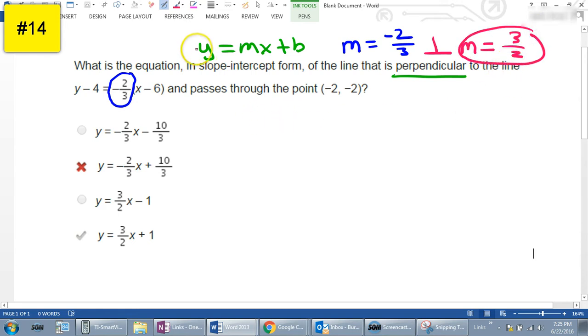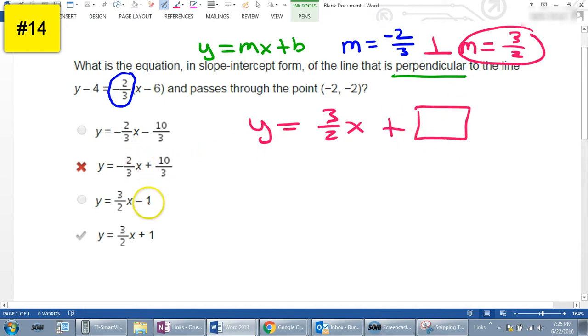So right there, that tells us that we have y equals 3 over 2x plus something. Can we throw out anything just based on that? Yep. Like see this? That's wrong and that's wrong. So it can't be either one of these two. So it's got to be one of the last two. But we need the b to figure it out. So here's what you can do.